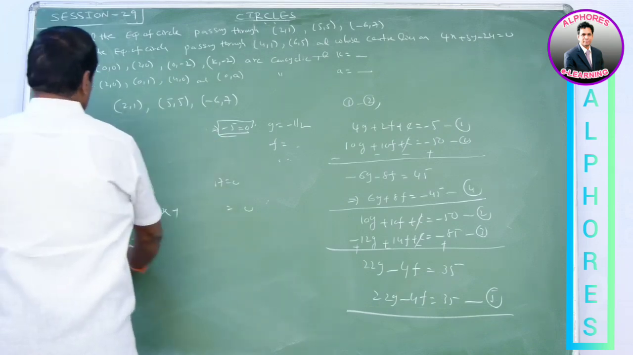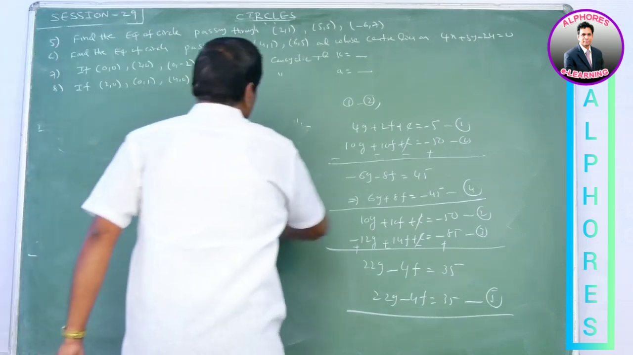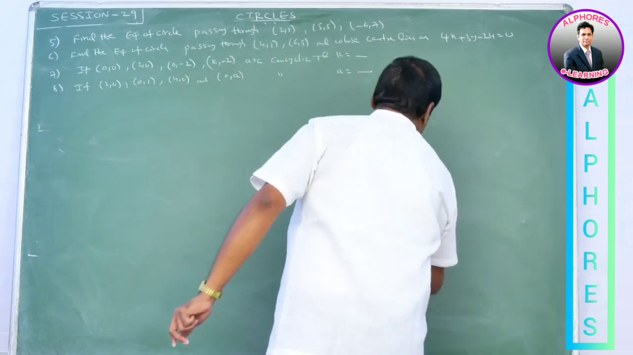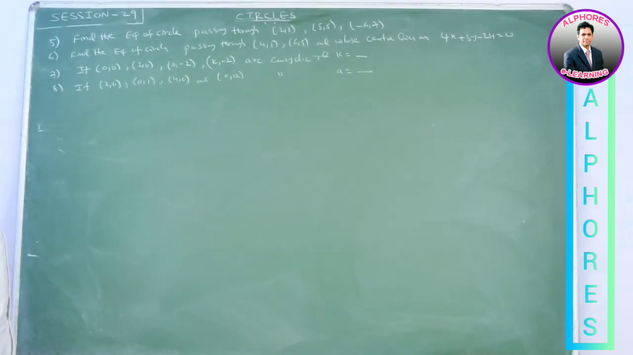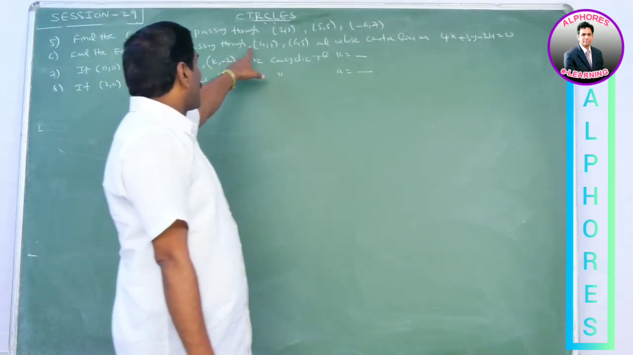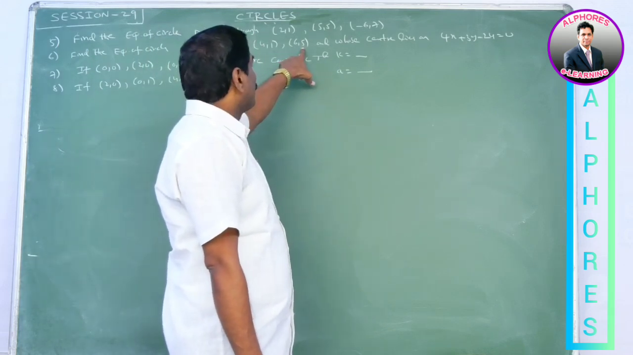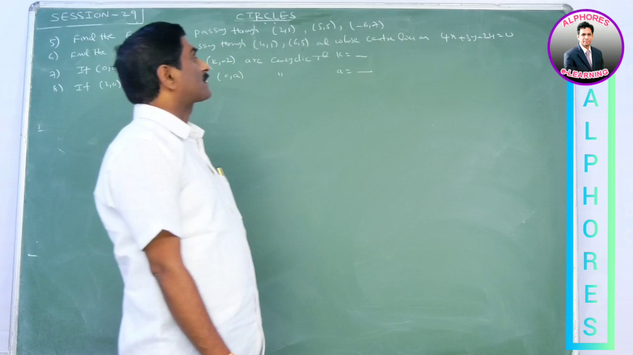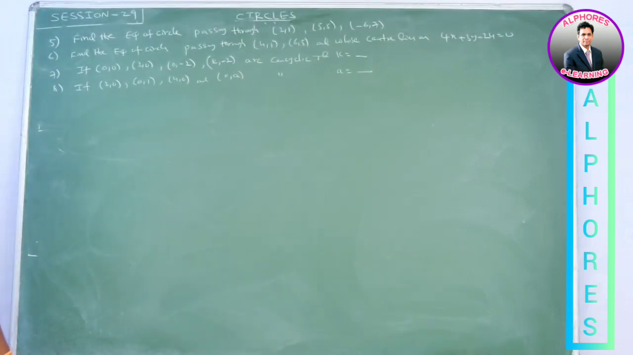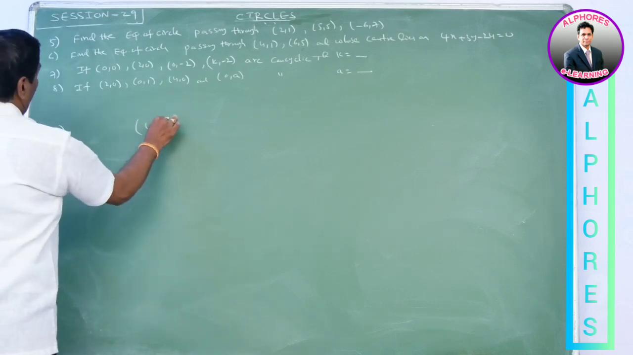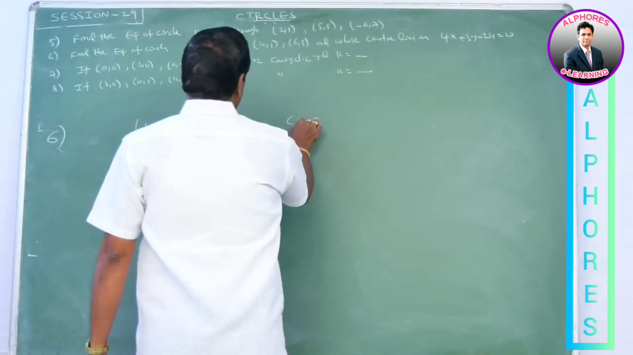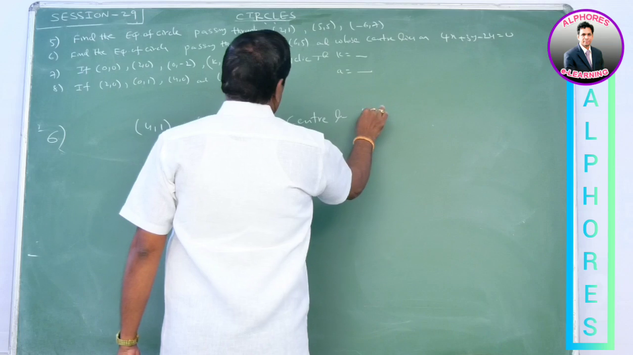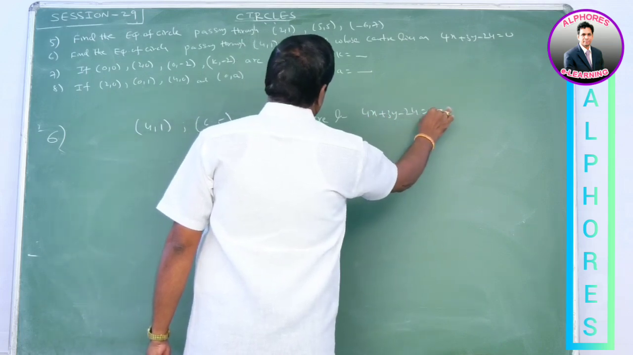Sixth one. Find the equation of the circle passing through (4, 1), (6, 5), and whose center lies on 4x + 3y - 24 = 0. In this case, the circle passes through two points, (4, 1) and (6, 5), and at the same time, the center lies on 4x + 3y - 24 = 0.